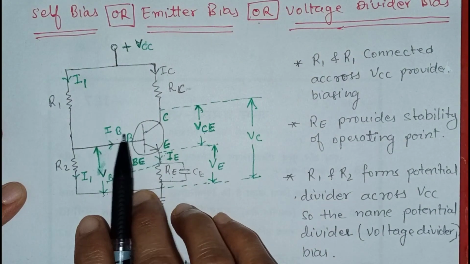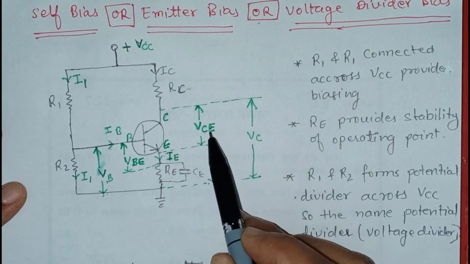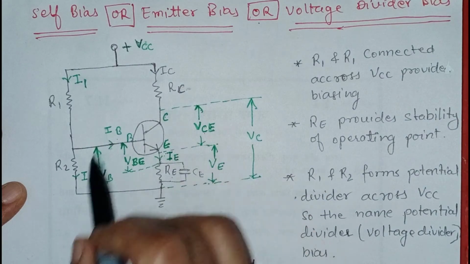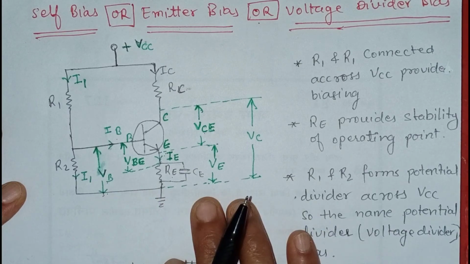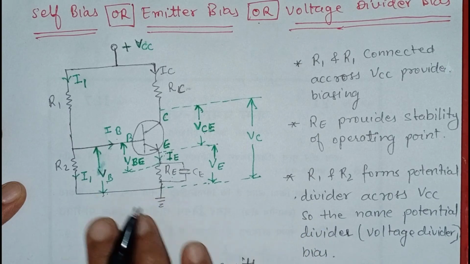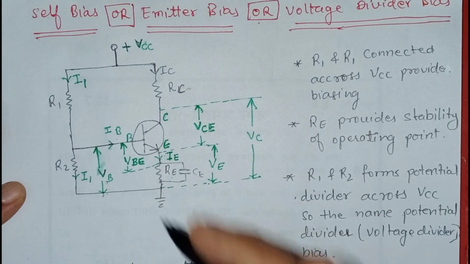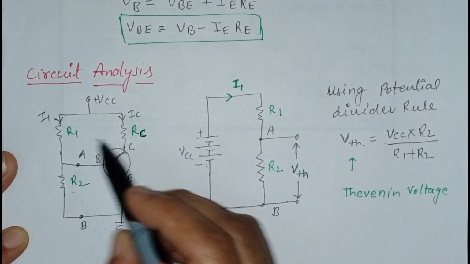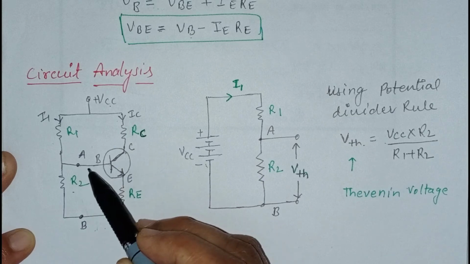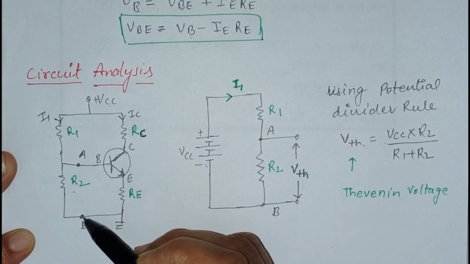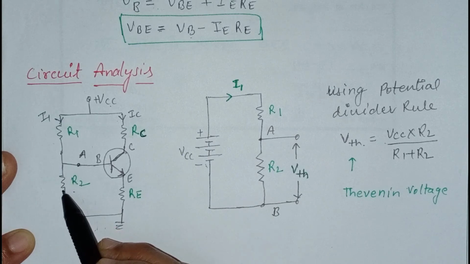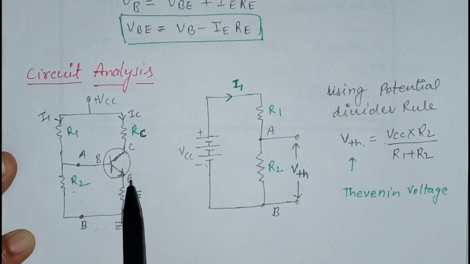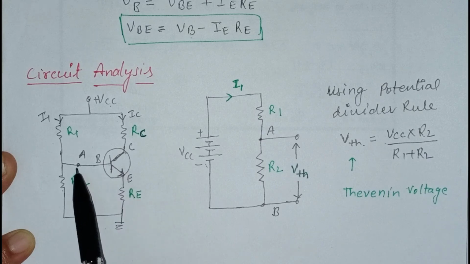Now we will analyze the circuit to find the equations for IC, VC and IB. To analyze this circuit, we will draw it in a simplified form. To simplify the circuit, we will use Thevenin's theorem. The circuit is redrawn here to find the voltage across the A and B terminals, because the voltage across the AB terminals, meaning the voltage drop across R2, is forward biasing the base and emitter junction. So we will find the Thevenin voltage across A and B.